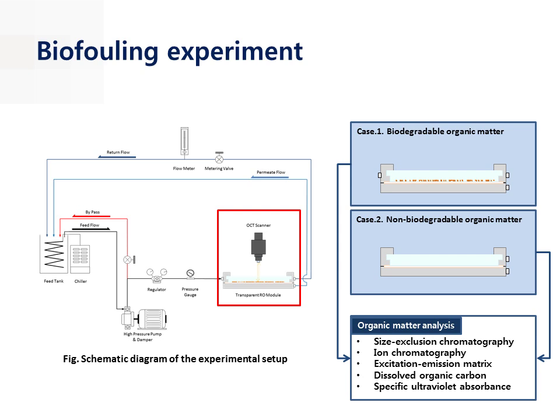With the visual monitoring, to verify the influence of organic matter, analysis experiments follow the monitoring. In our experiment, size exclusion chromatography, ion chromatography, excitation and emission matrices, dissolved organic carbon, and specific ultraviolet absorbance are measured during the operation.